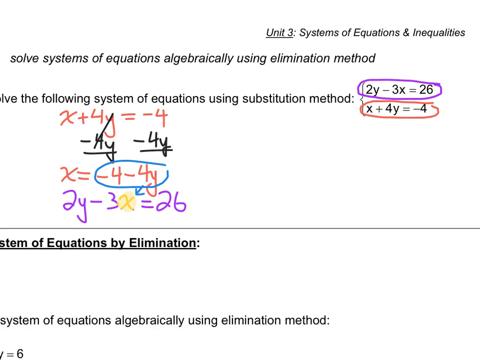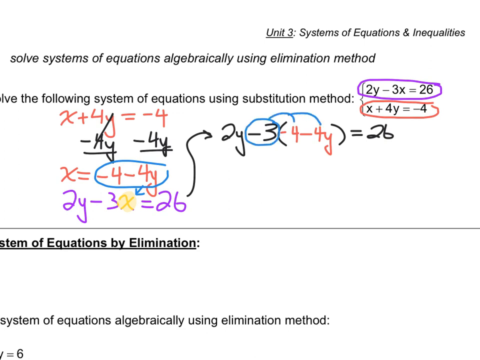So we're looking at 2y minus 3 times what the x is equivalent to, instead of the x itself. It's equivalent to negative 4 minus 4y. So I'm going to distribute the negative 3 and solve for y. All right, so I have a negative 3 here. I'm going to distribute it to each part of this binomial and get 2y plus 12 plus 12y equals 26. Clean it up.